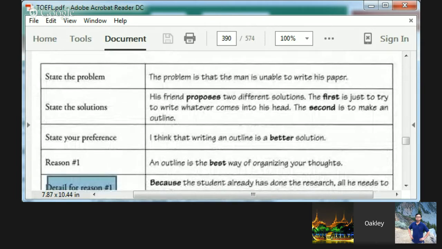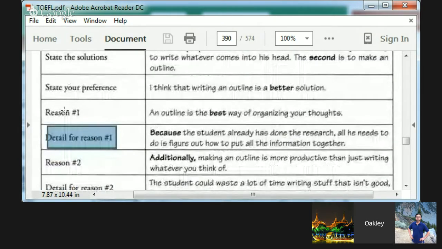Just a quick question about the frame. Sure. So you're right. The answer, the reason is not in the conversation. You have to come up with the reasons based on the conversation. Is that right? Absolutely. It's an opinion. So you have to come up with your own opinion.